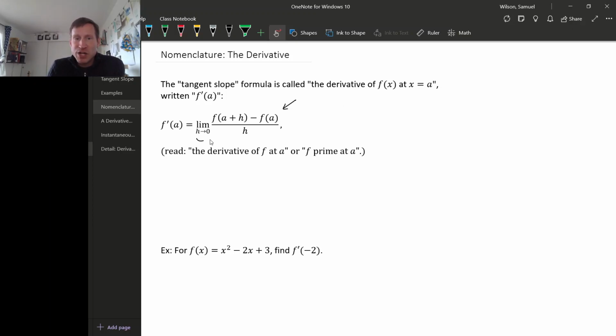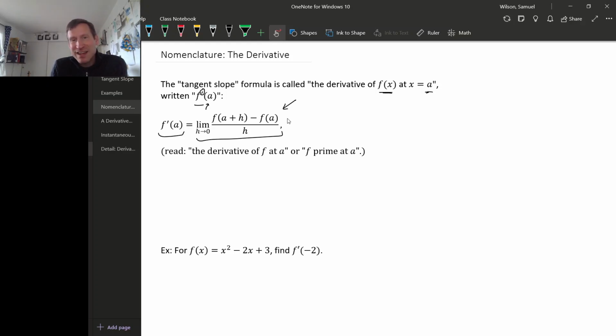So for this expression, we will call this the derivative of f of x at the x value a. And we're going to write it like this. So f with a little apostrophe or a prime symbol, and then we're writing it as if it's a function, so with a here. So for this clump of symbols, you read f prime of a, or f prime at a.